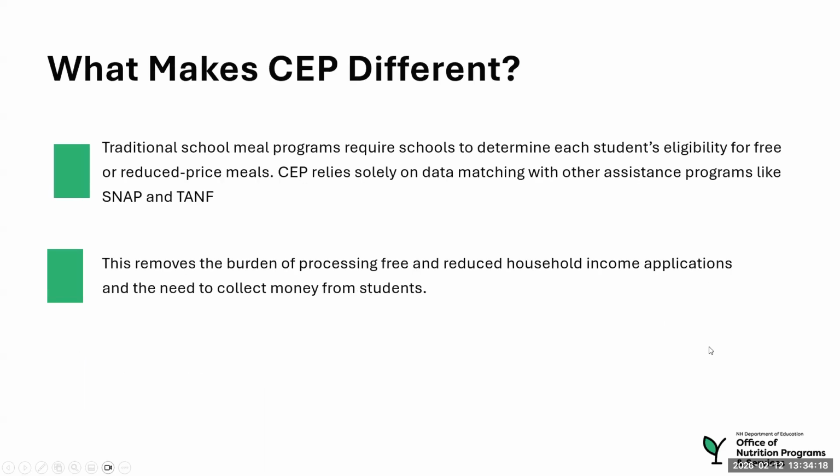So what makes CEP different? So traditional school meal programs require schools to determine each student's eligibility for free and reduced price meals through those applications. And CEP relies solely on data matching with other assistance programs like SNAP and TANF. And this removes the burden of processing free and reduced household income applications and the need to collect money from these students and households.